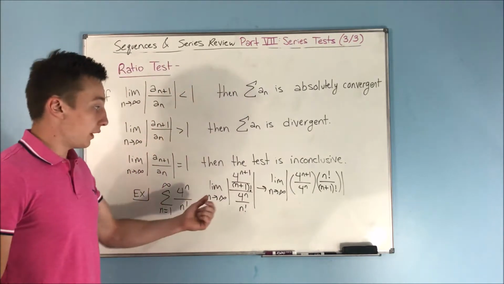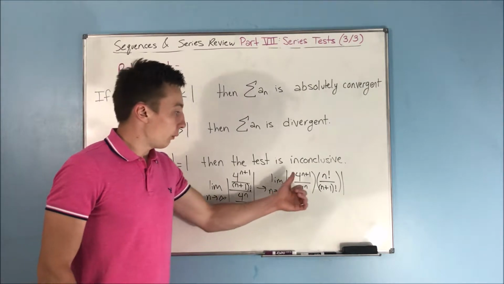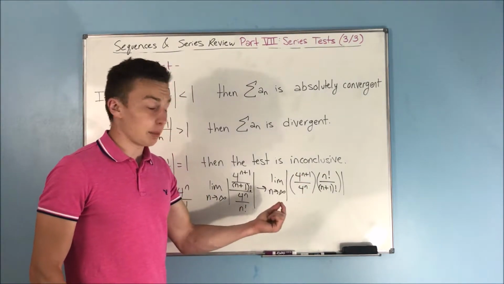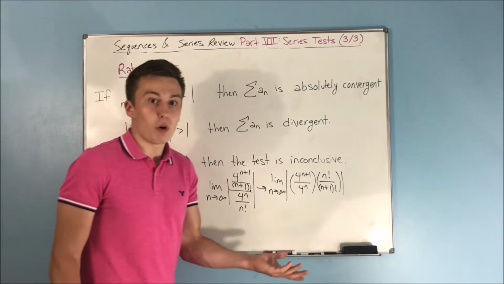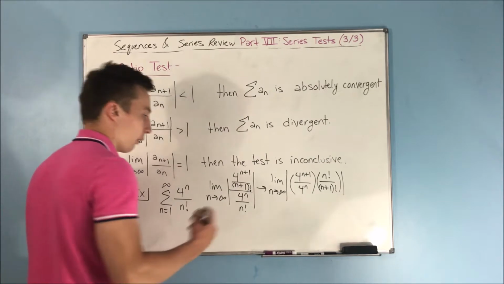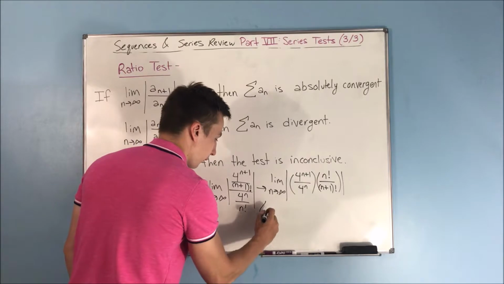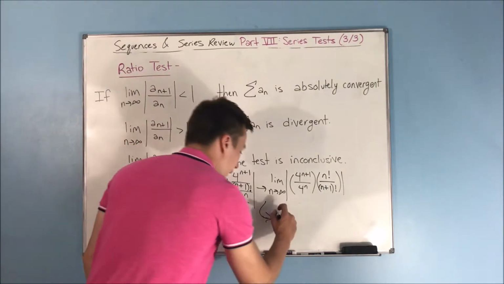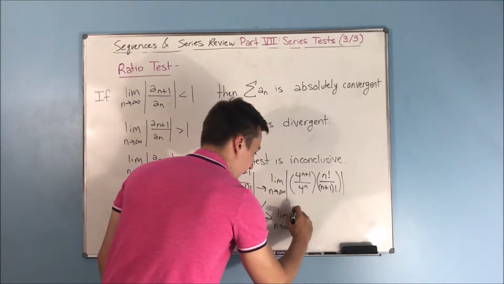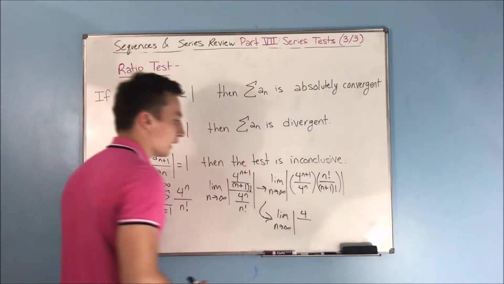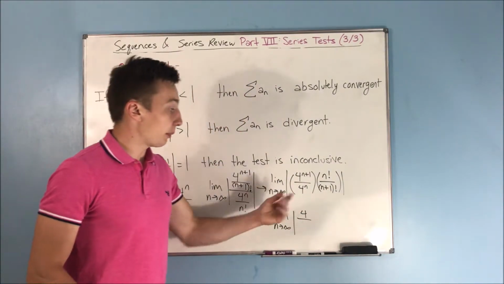The limit as n approaches infinity of, well, this becomes just a 4. When you divide this, you subtract the exponents, and subtracting an n from n plus 1 gives you just 1. So that's 4 to the first power. The limit as n approaches infinity of the absolute value of 4 over what comes out of n factorial over n plus 1 factorial.